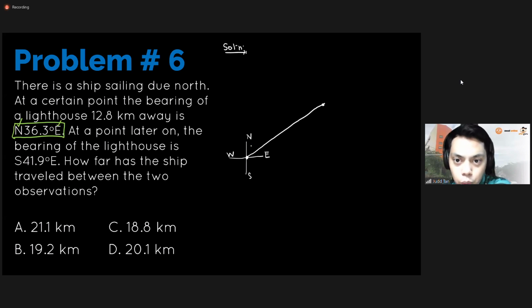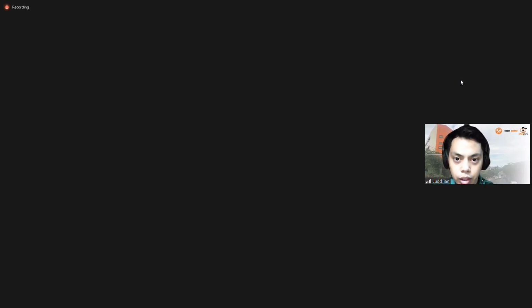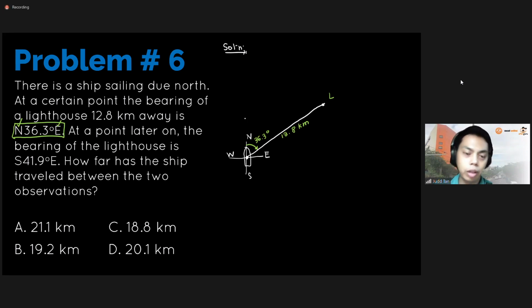N 36.3 degrees east means dito tayo mag-start, dito tayo magpo-point. Starting from the north towards east, 36.3 degrees. So dito tayo. From north towards east, that's 36.3. Or yung ibang tawag or ibang pagbasa dito is east of north, yung east from north. So sabi ni problem, that's 12.8 kilometers away. Ayan, ito po yung lighthouse natin. So anyway, nag-continue lang si ship, it continued north. So nag-travel lang po siya towards north.